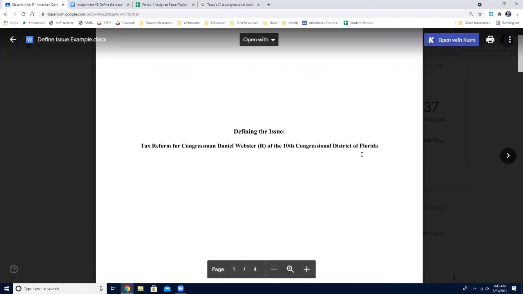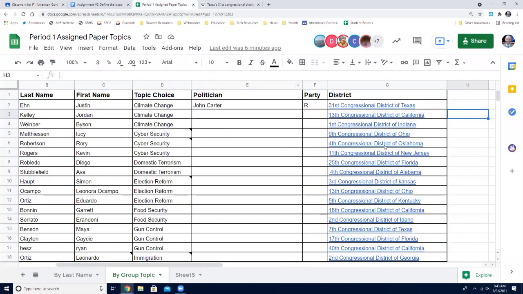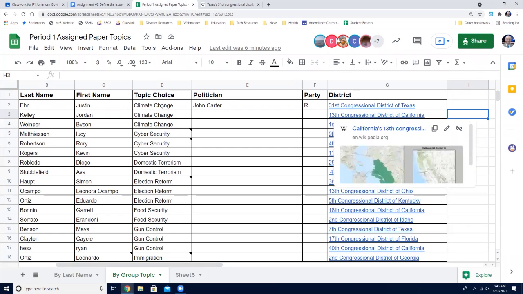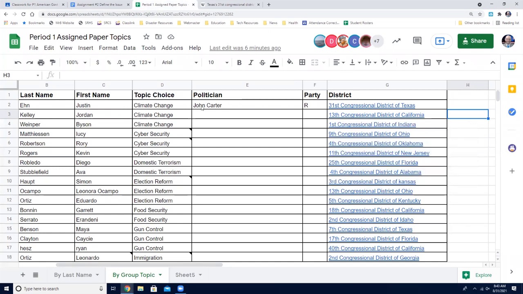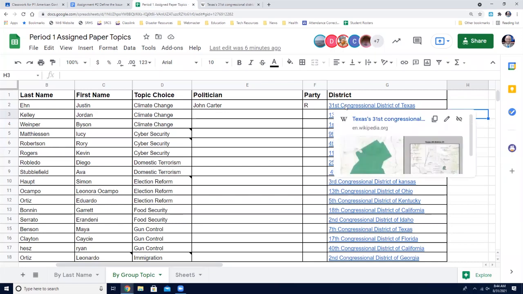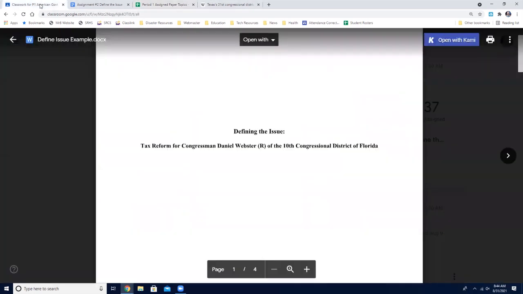This is where you've got to look up your district. So for instance, Justin would be doing climate change for Congressman John Carter, Republican, just put in the R, of the 31st Congressional District of Texas. So that would go right here.